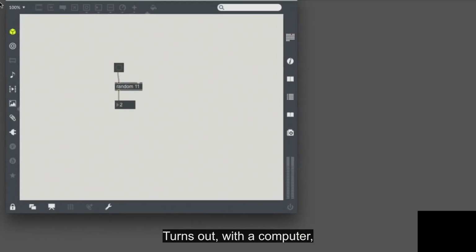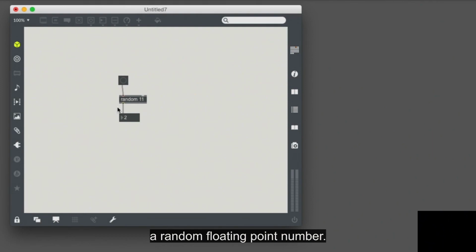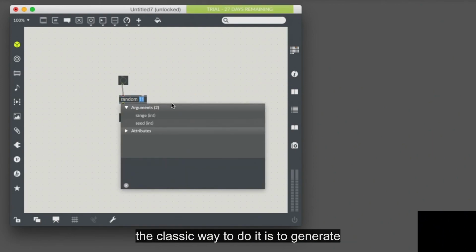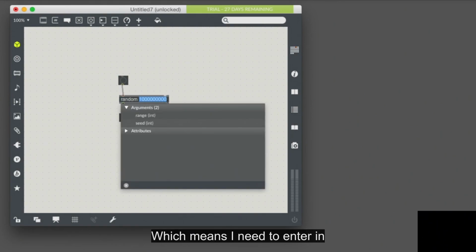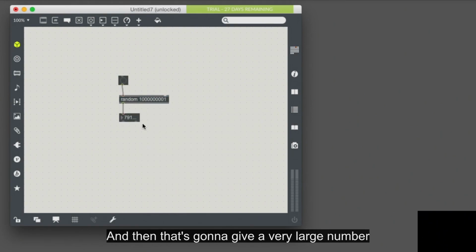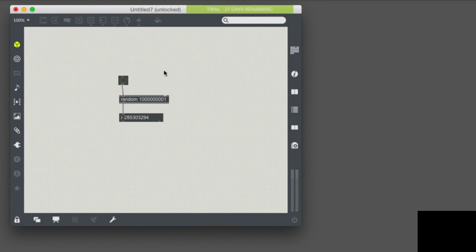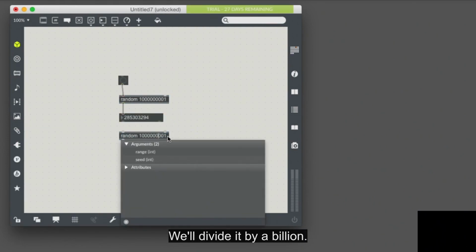Turns out, with a computer, there's actually no good way to directly generate a random floating point number. So if you need a random floating point number, the classic way to do it is to generate a random integer in a very large range, like between 0 and a billion, which means I need to enter in a billion plus 1 as my argument. And then that's going to give a very large number that doesn't even fit in the default width of the number box. And then we'll divide it by a billion.